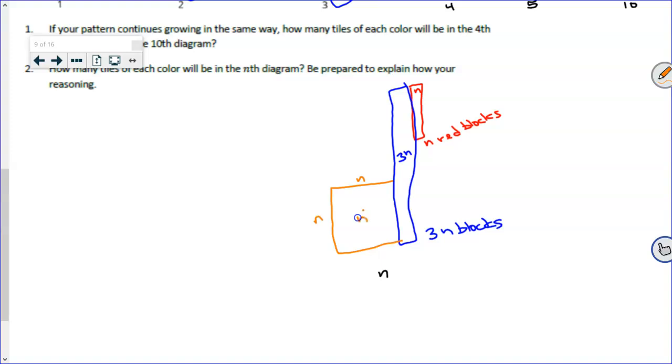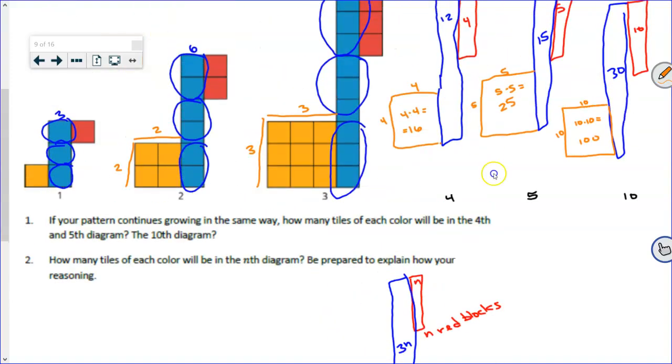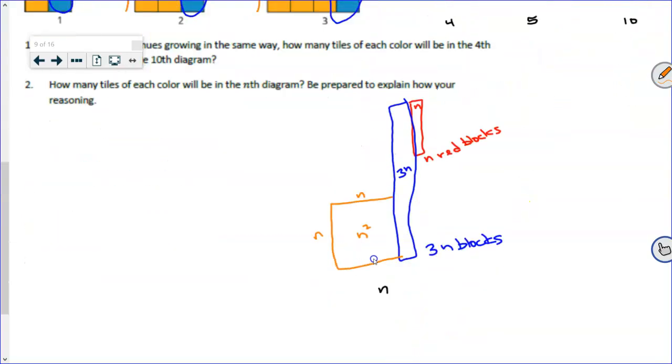N squared is correct. Please understand why n makes absolutely no sense. In 4, were there 4 blocks here? No, it was 4 times 4, which is 16. In 5, was it 5 blocks here? No, it was 5 times 5. You can't just say it's n, because n means that number. It is n times n, which you should know as 8th graders is n squared.